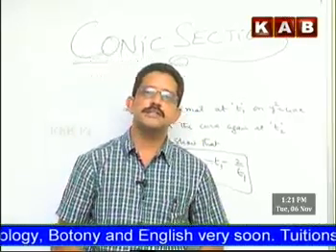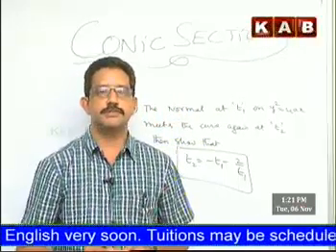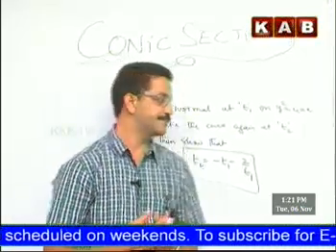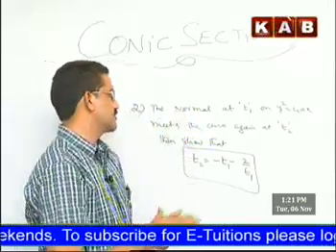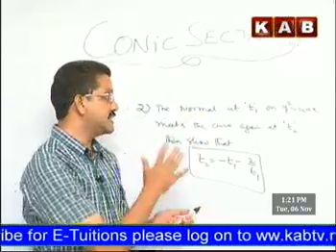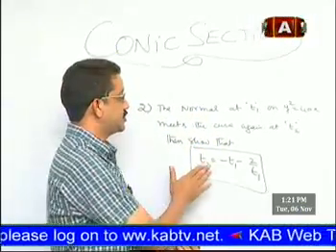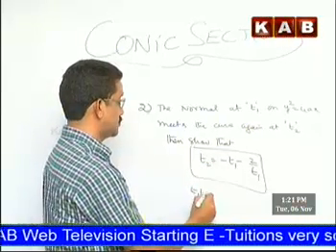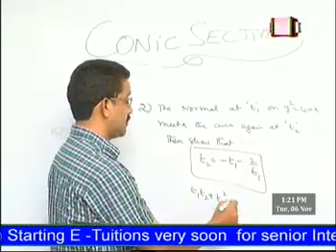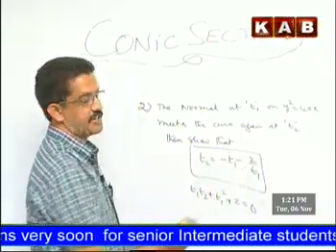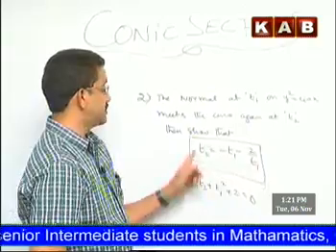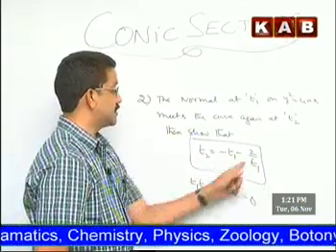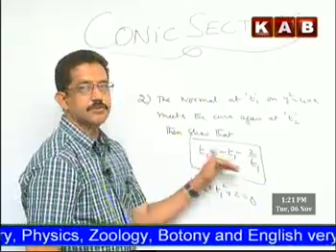A long answer question, 7 marks question, very important. Just please have a look at this. The normal at t1 on y square is equal to 4ax meets the curve again at t2, then show that. Sometimes this is asked as t1 t2 plus t1 square plus 2 is equal to 0, because it is the simplified version. Anyhow, this is the result we have to show.